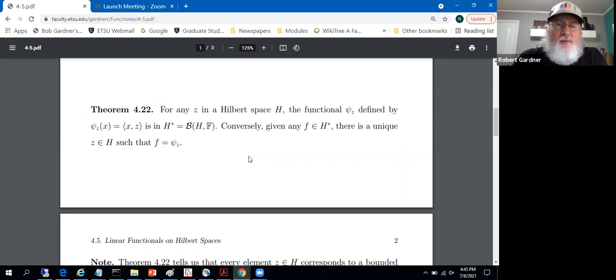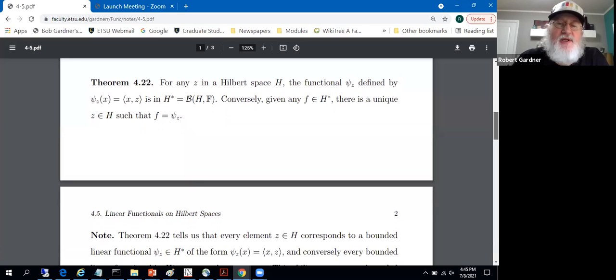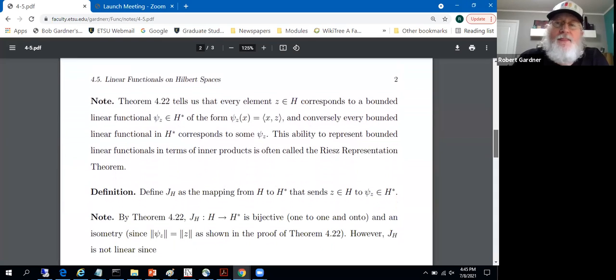I've got a little problem myself with Promislow's proof of Theorem 4.22, so I'll defer to a supplement to deal with that. We'll just take this as given, though we do need some results from the proof that we'll mention here shortly. So Theorem 4.22, as I said, tells us that every element of the Hilbert space corresponds to a bounded linear functional. Every z corresponds to a psi sub z. Here's the form of it expressed in terms of an inner product. And conversely, every bounded linear functional in H star corresponds to a psi sub z, corresponds to a mapping of this sort.